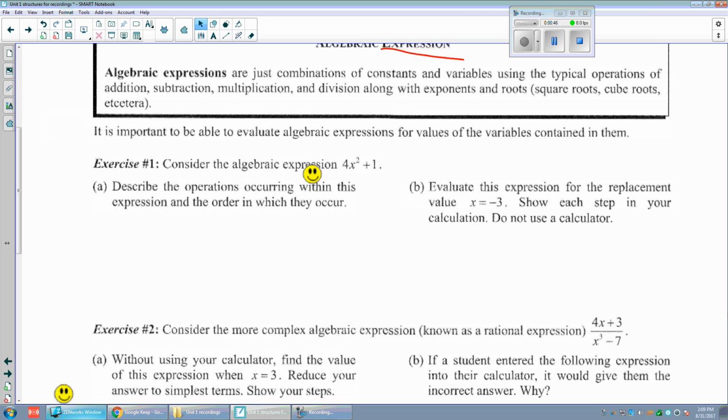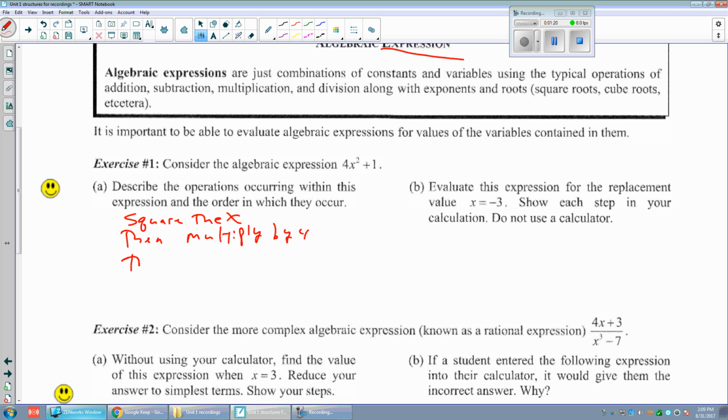So let's consider the algebraic expression 4x squared plus 1. Notice I said 4x squared plus 1, but we have to describe the operations occurring within this expression in the order at which they occurred. So it's not 4 times x squared, is it? Or is it? No. So the first thing you do is you square x. Then multiply by 4. Then add 1. Why am I telling you this stuff? Well, because when you want to solve, you do everything backwards.